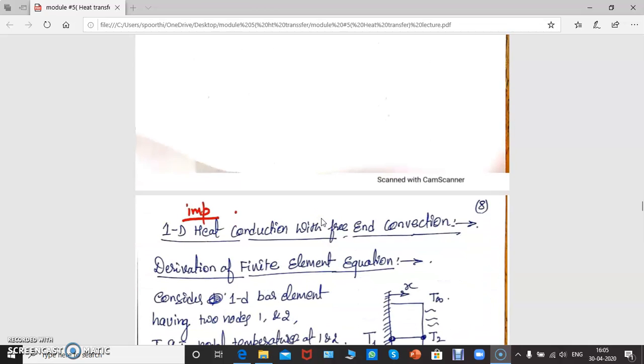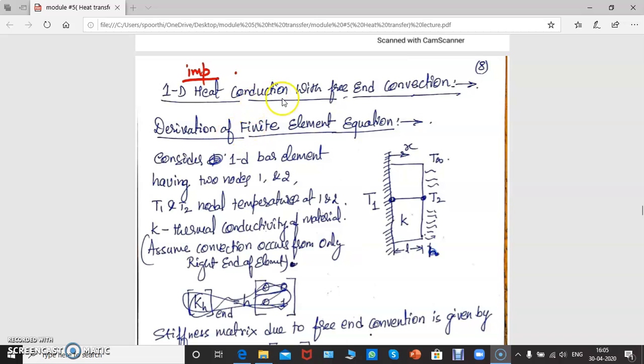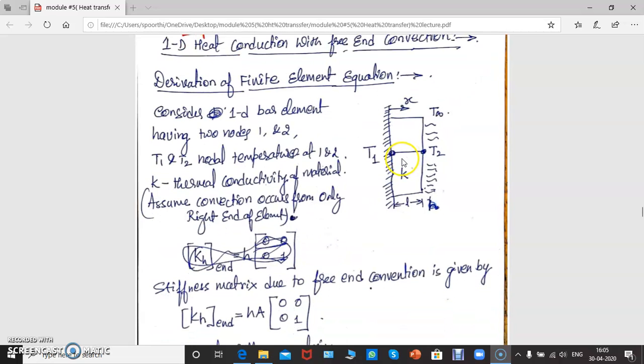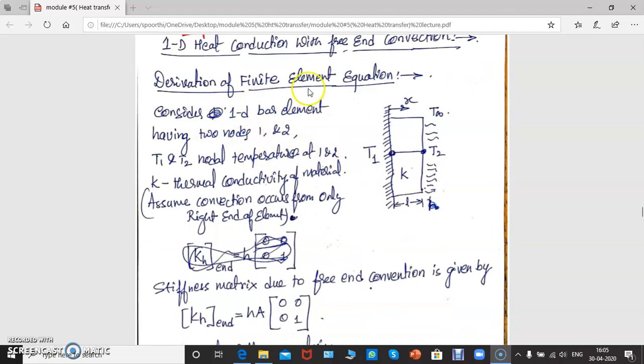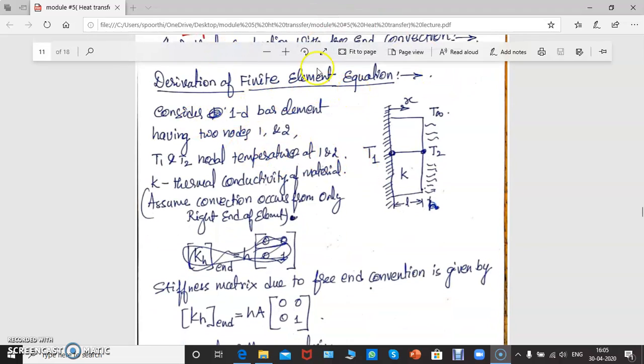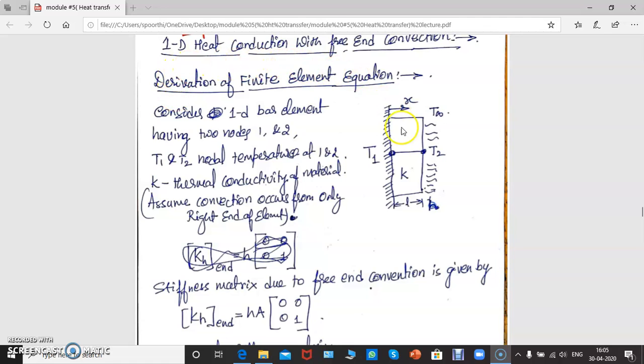Now let us talk about one more case, which is 1D heat conduction with free end convection. Now as shown in the figure, derivation of the finite element equation. So the condition is it is 1D heat conduction with free end convection. Now you can see that there is a body. Now this is T1, this is T2, heat is flowing in the x direction. Now on this right hand end you have the convection taking place.